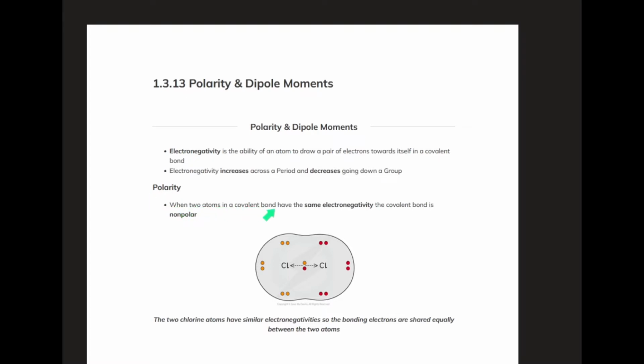When two atoms in a covalent bond have the same electronegativity, the covalent bond is non-polar. This is non-polar because this and this have the same electronegativity, and hence the bonding electrons are shared equally in the middle. They don't have any delta minus or delta plus. Okay, it doesn't happen in this molecule, so we call this molecule a non-polar molecule, and we call this covalent bond a non-polar bond. Okay, so let's move on.